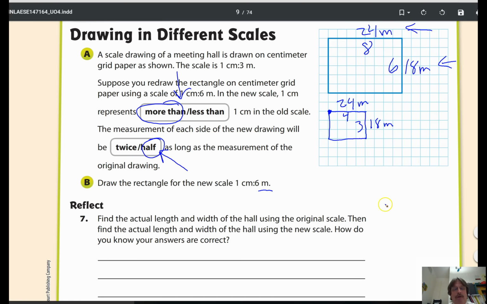So go ahead and work on doing the reflect here. And you have the guided practice that you could work on. And we can answer any questions that you have in class.